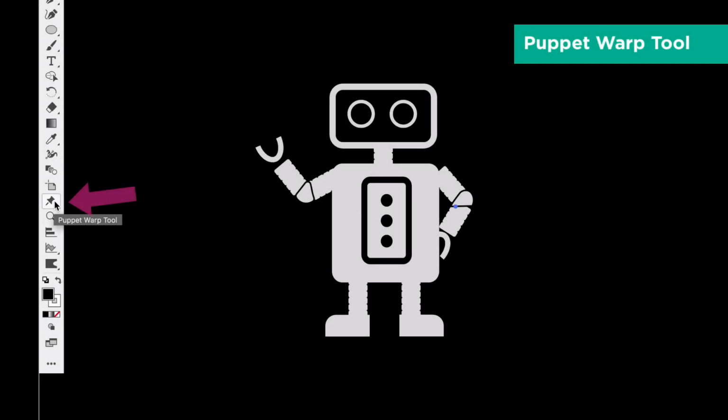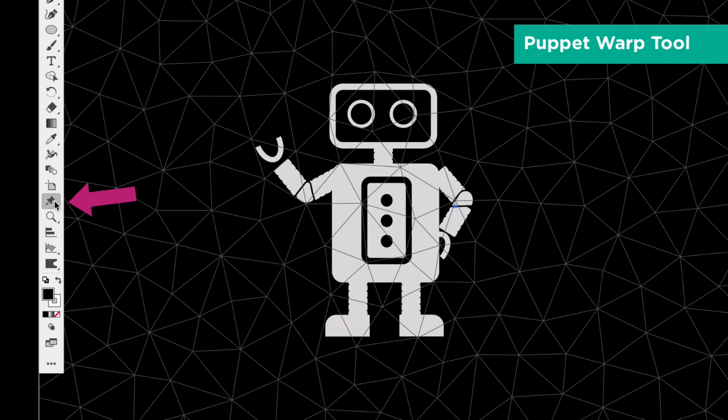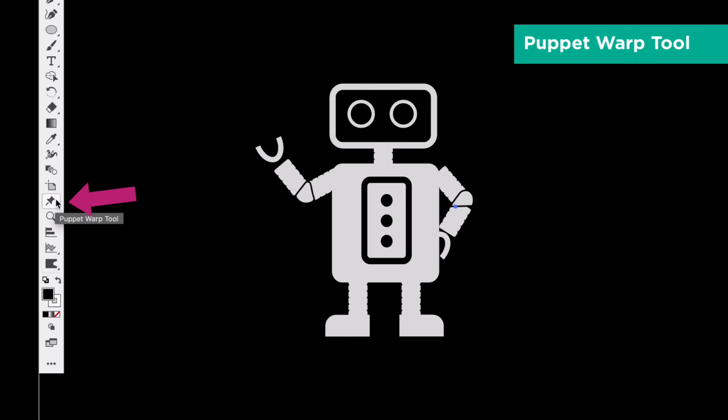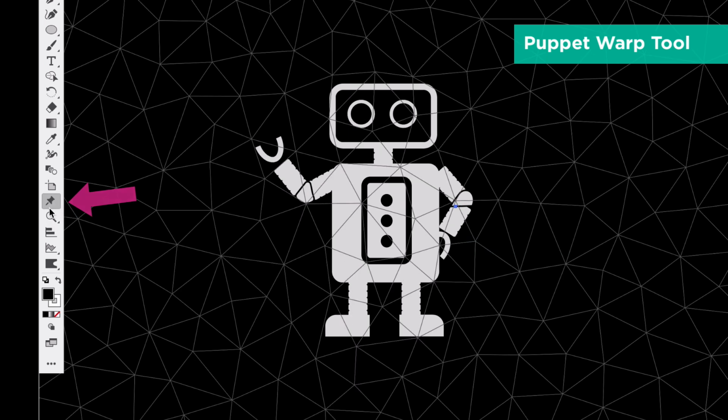Another neat new tool for those who are illustrators or those who want to create characters in Adobe Illustrator, this Puppet Warp tool is really cool. The tool is right here in the toolbar called Puppet Warp Tool. It almost looks like a pin that you would put in the wall. Let's go ahead and select that.